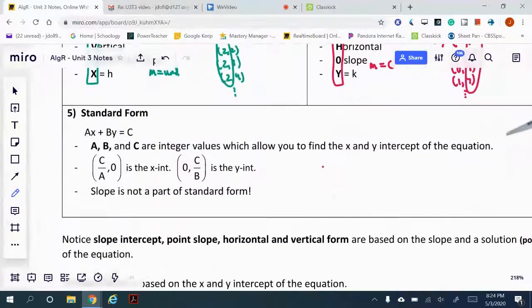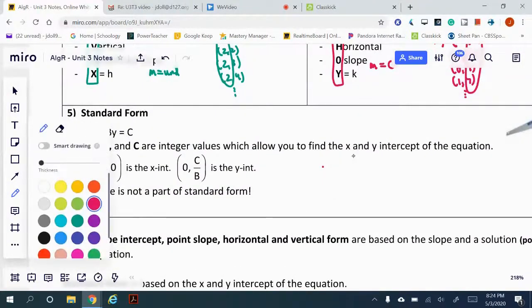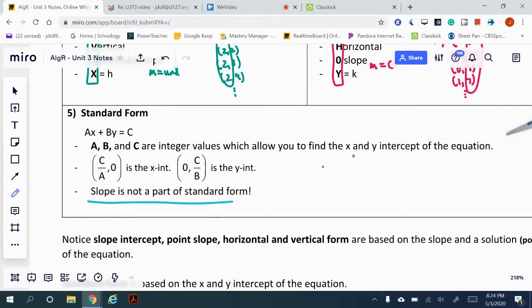Standard form does not have slope involved at all. Okay, notice here, slope is not part of standard form. What standard form is based on is the x-intercept and the y-intercept. Standard form also has x and y on the same side. Now, x and y are still going to stay variables like always, but notice x and y are on the same side, and that's the only formula where that happens.